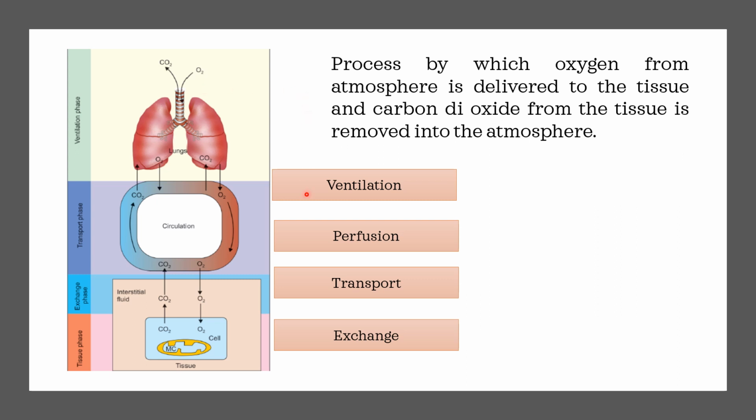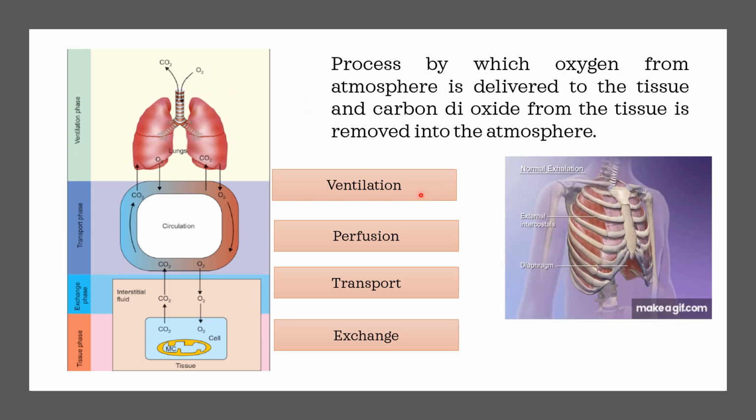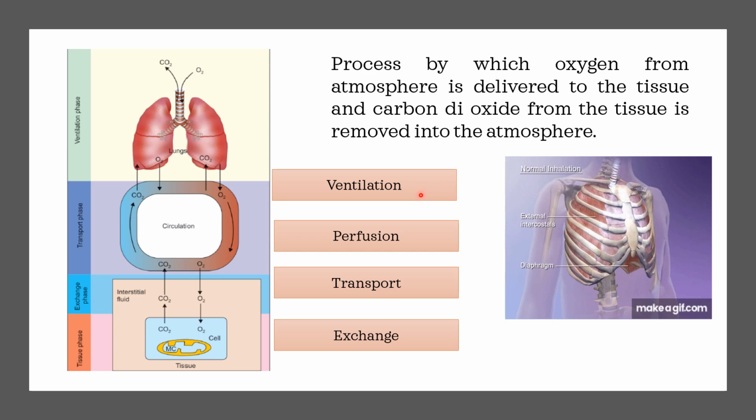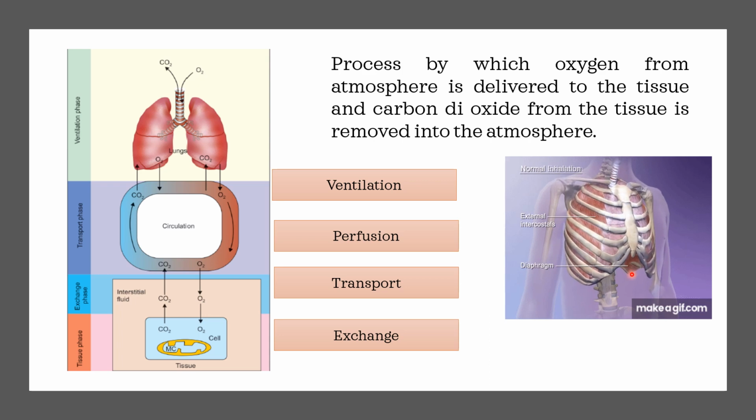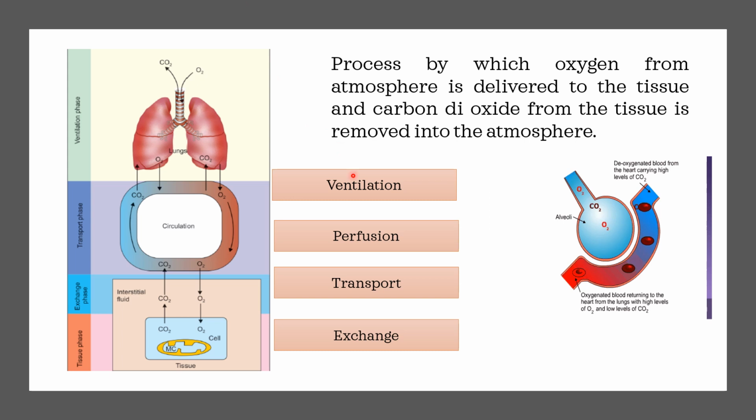The first stage is ventilation. We know that in the stage of ventilation, there will be entry of oxygen into our system, into the lung, and there will be exchange of gases between the atmosphere and the pulmonary capillaries. It is due to the process of ventilation. Now ventilation will be followed by the perfusion and diffusion.